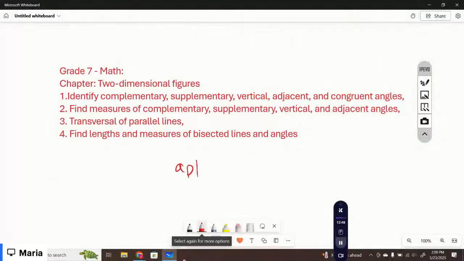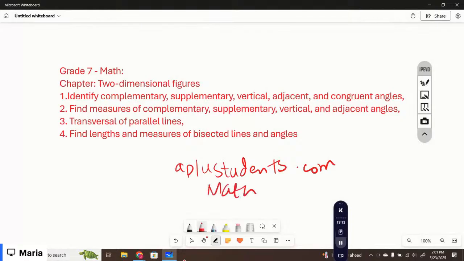You can find all the lessons and the students of math. You have to log in there using your email address and the password provided by the administrator. Then you have to select math from the subject tab. Scroll down to grade 7 math and then click on all lessons. Here you can find a list of chapters.